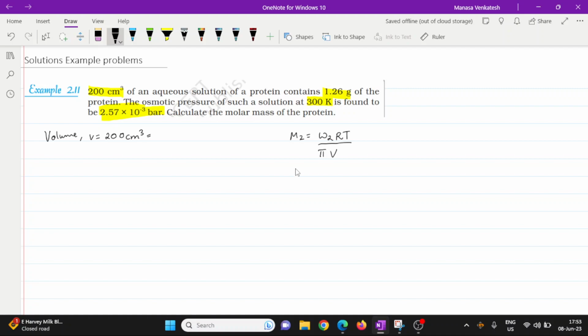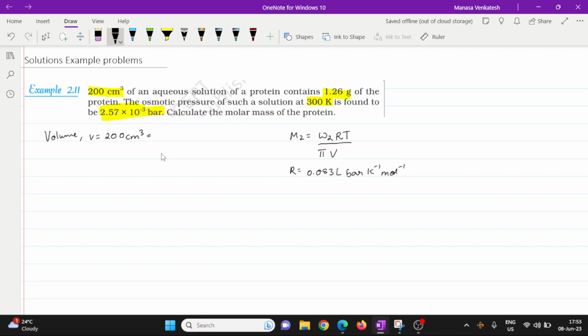R is the universal gas constant, and R is equal to 0.083 liters bar per Kelvin per mole. So this is the value of R, and since it's in liters, we want our volume to also be in liters because we want our units to be taken care of.